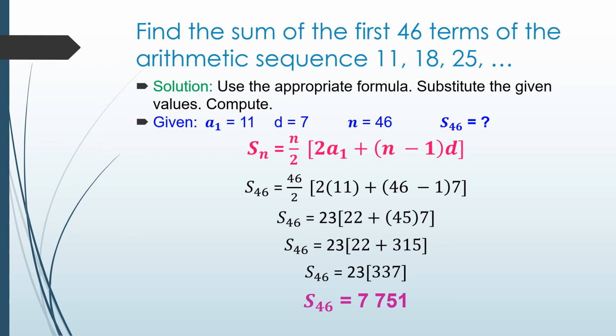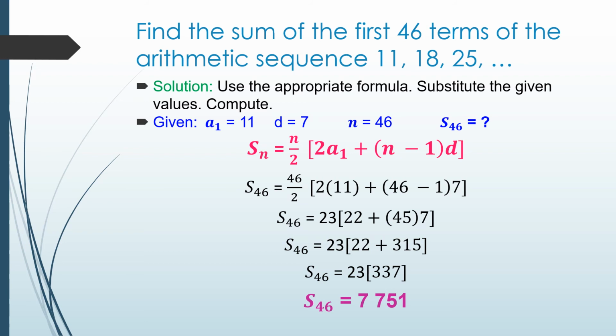Now, simulan na natin. For the formula, we will use S sub n is equal to n over 2 multiplied by quantity 2a sub 1 plus quantity n minus 1 d. Bakit ito yung ginamit nating formula? Kasi hindi naman given sa tanong ang value ng pang 46 term. So, hindi binigay sa atin ang value ng a sub 46.